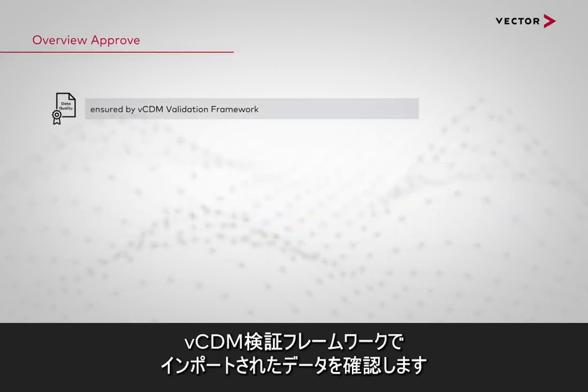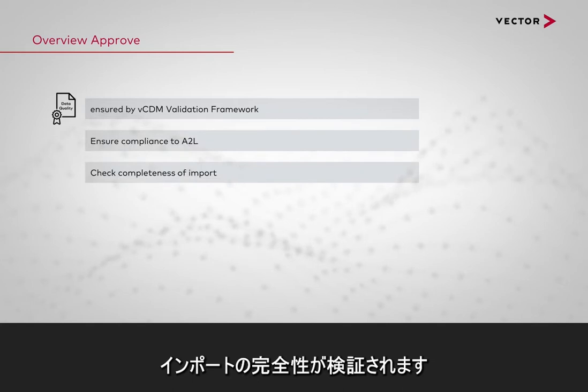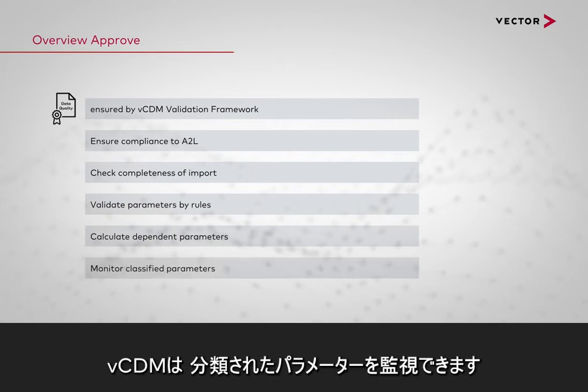The vCDM validation framework checks the imported data. It ensures the compliance to the A2L. The completeness of import is validated. Parameters can be validated by rules or calculated. vCDM can monitor classified parameters.